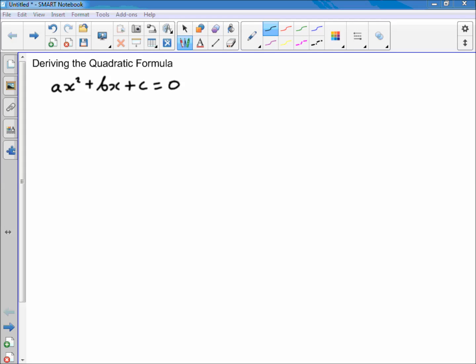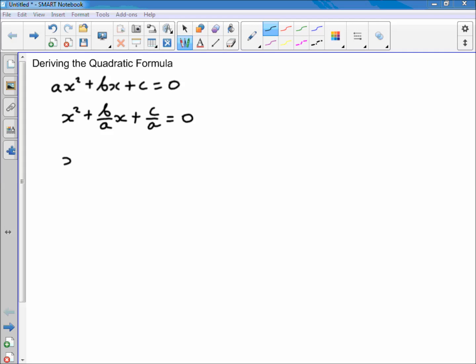So if at this stage you're not sure how to complete the square, I'll suggest you go away and have a look at doing a video on completing the square, or ask your teacher or look it up in your textbook. Okay, so to complete the square, I'm going to have to first divide through by a. So I'm going to get x squared plus b over a x plus c over a equals 0.